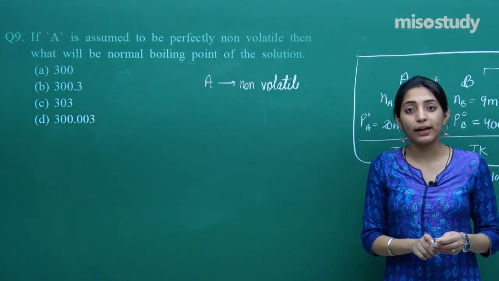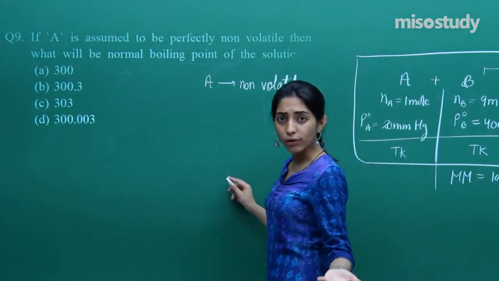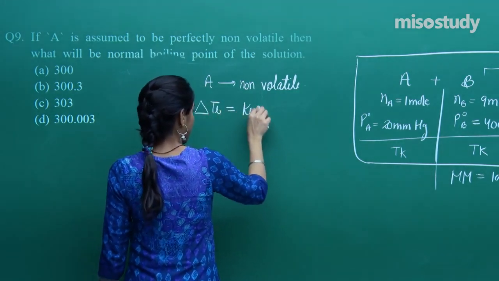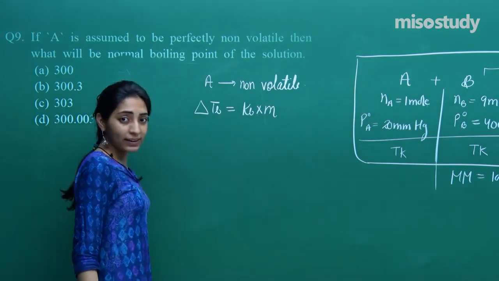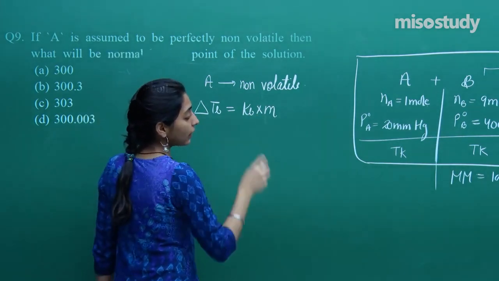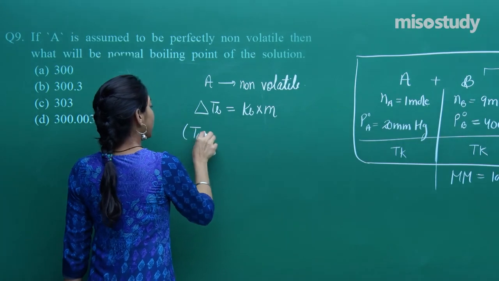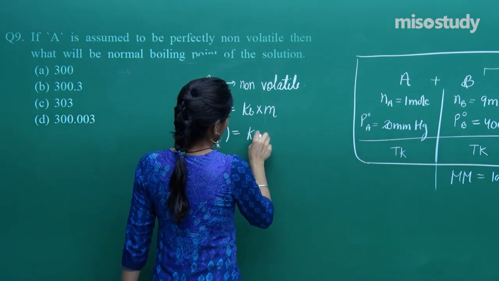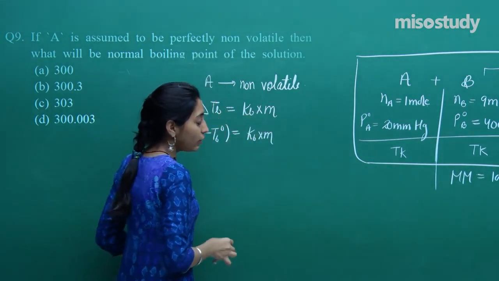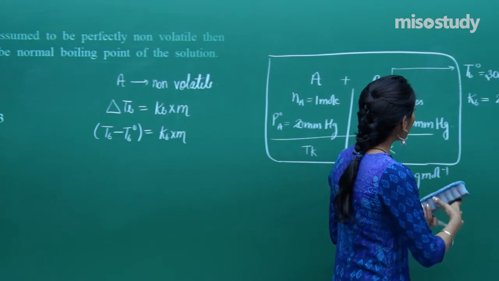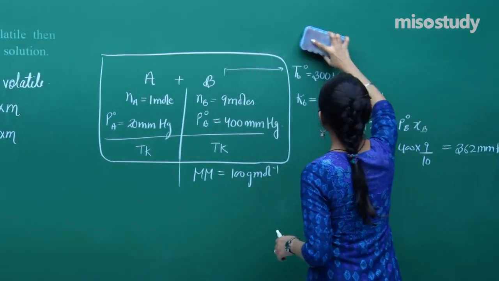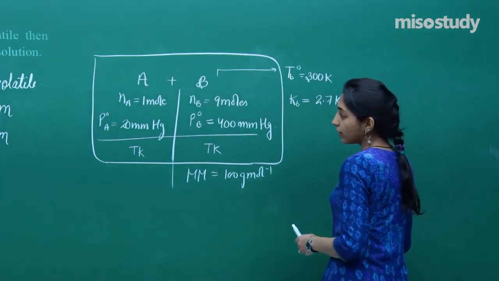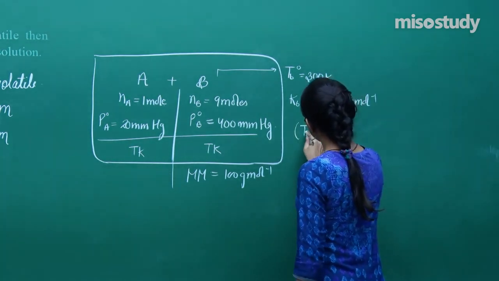If A is non-volatile, then don't you think B is just considered to be the solvent? So I can say that delta TB is equal to KB into molality. Now delta TB means TB minus TB naught. KB is given to me and we need to calculate the molality. So if I put all the values, this is not needed. Yeah, these two are needed. So let me put the values here only. So TB I need to calculate.